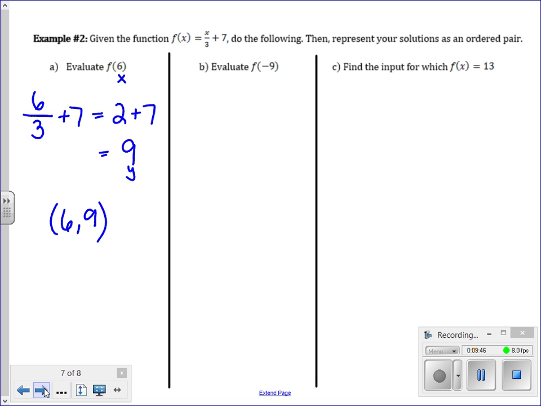Same in B. I have here f of negative 9. I'm trying to find the output for the input, the x value of negative 9. So I'm going to start the same way. I'm going to put negative 9 in for x. So I have negative 9 over 3 plus 7.